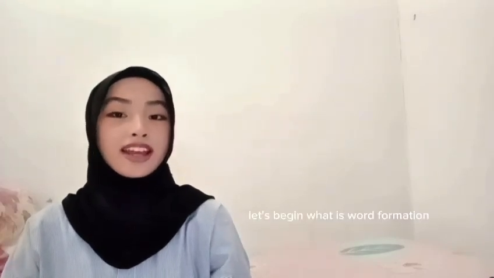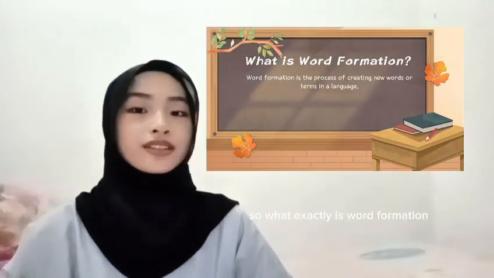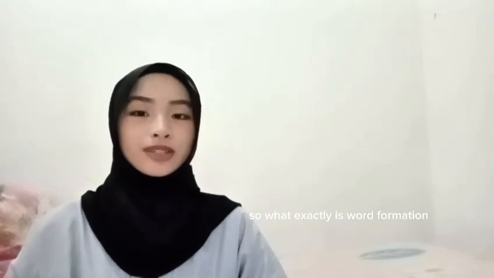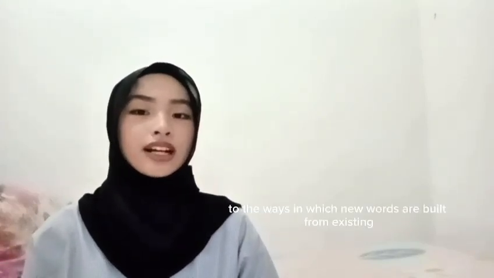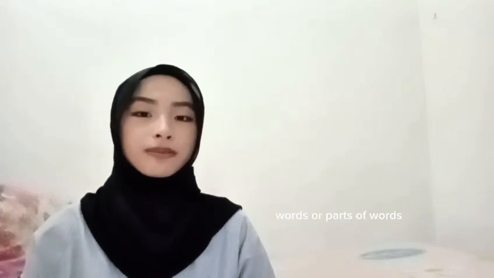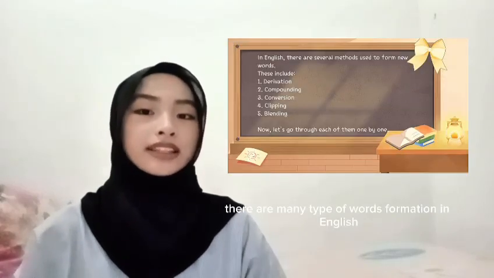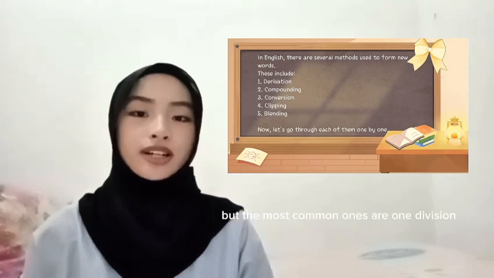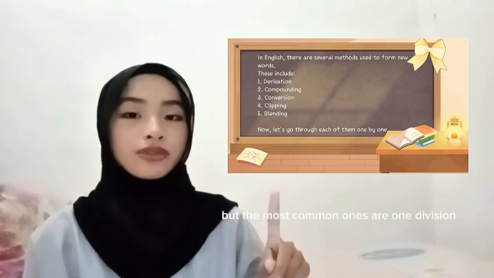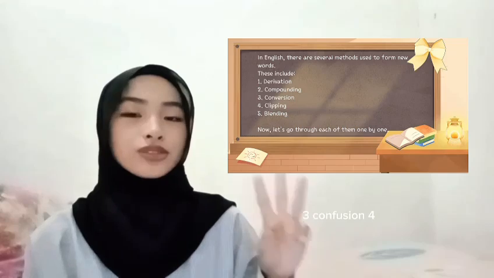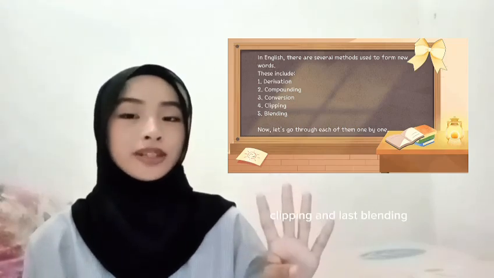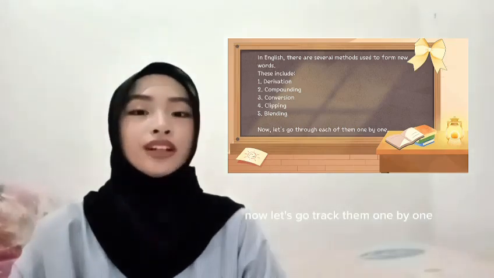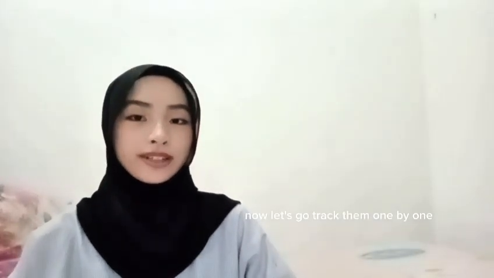Let's begin. What is word formation? So, what exactly is word formation? Word formation refers to the ways in which new words are built from existing words or parts of words. There are many types of word formation in English, but the most common ones are: 1. Derivation, 2. Compounding, 3. Conversion, 4. Clipping, and last, blending. Now, let's go through them one by one.